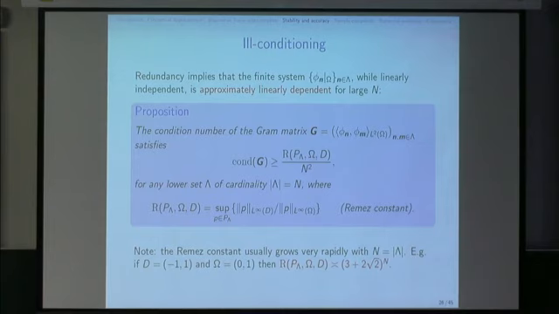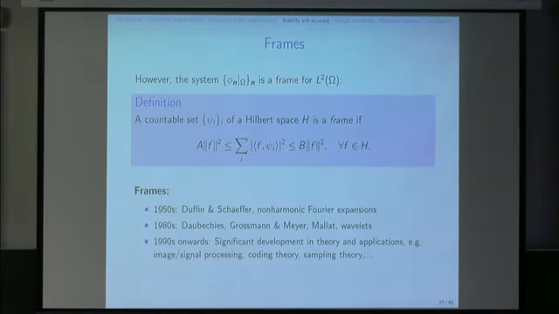So for example, if I take the one-dimensional case where D is negative 1, 1, omega is 0, 1, then the Remez constant looks like (3 plus 2 root 2) to the n. So this is exponentially large. So we are approximating a function using a finite system of functions that's nearly linearly dependent. This seems like an extremely bad idea. We're going to end up with a very ill-conditioned least squares problem to solve.